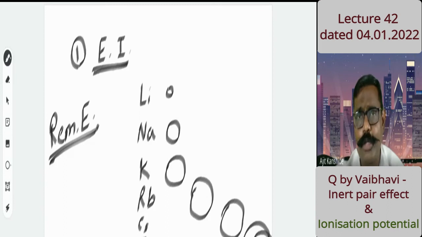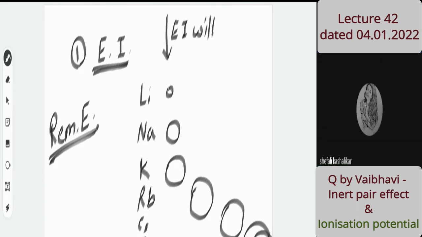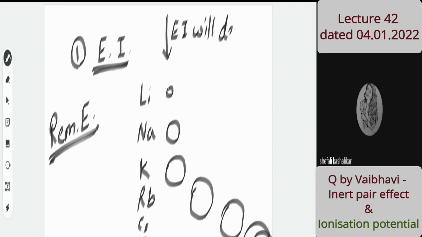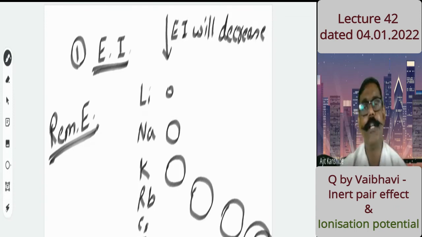So that is the first conclusion we are drawing today. As we go down in the group, enthalpy for ionization will increase or decrease? It is easy to remove the electron. So enthalpy for ionization will decrease, sir. Right, decrease. It is our first conclusion.